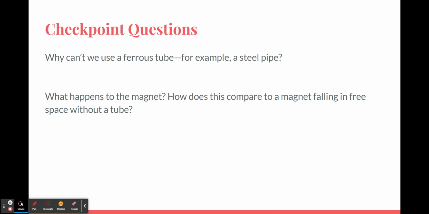Now, why can't we use a ferrous tube, for example, steel type? Well, a ferrous tube contains iron, and iron, as you know, interferes with magnetic fields, and thus the data would be skewed. What happens to the magnet? How does this compare to a magnet falling in free space without a tube? Well, the magnet falls slower than in free space as there is a magnetic force here that is pushing up, as shown in the previous model on the second slide.